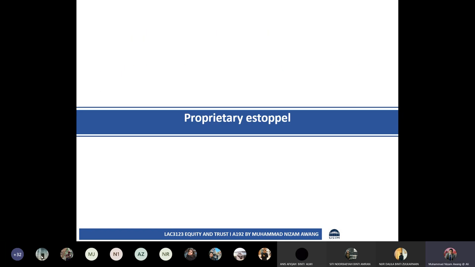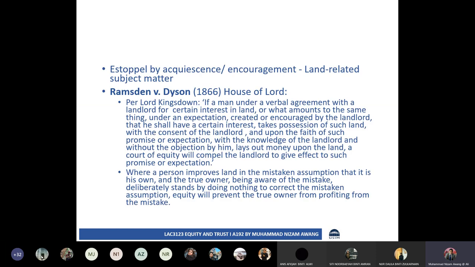So proprietary estoppel is the second part of our discussion today. It's an estoppel by acquiescence or encouragement. When you say proprietary estoppel, that's related to the ownership or proprietorship of the land.